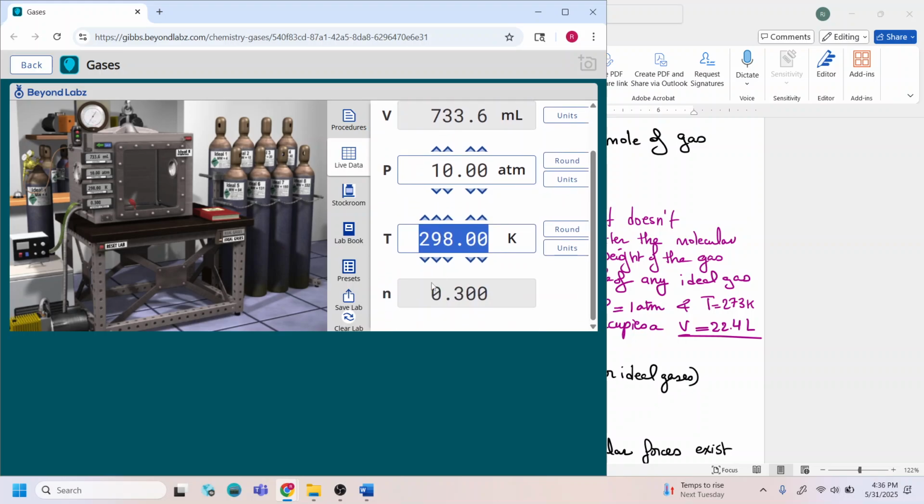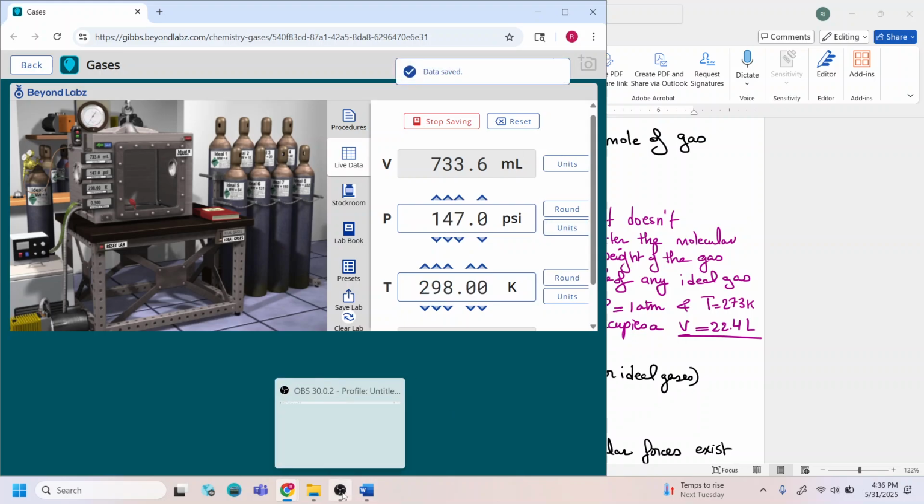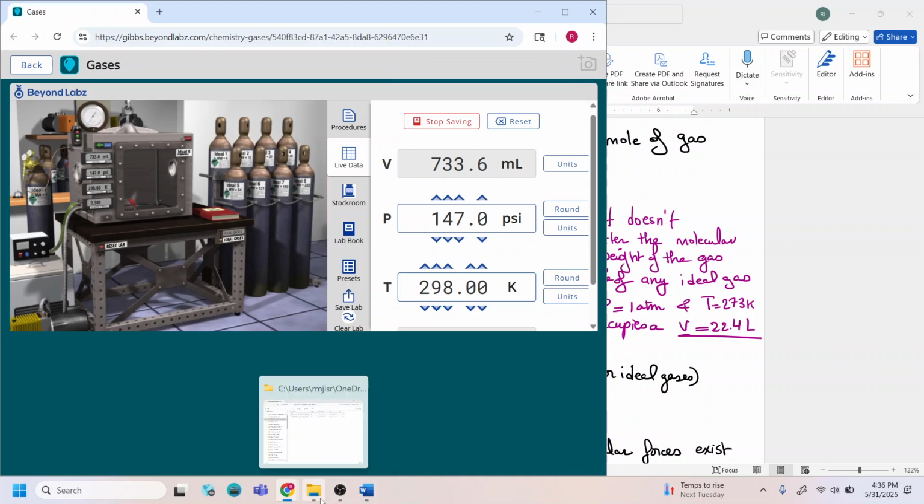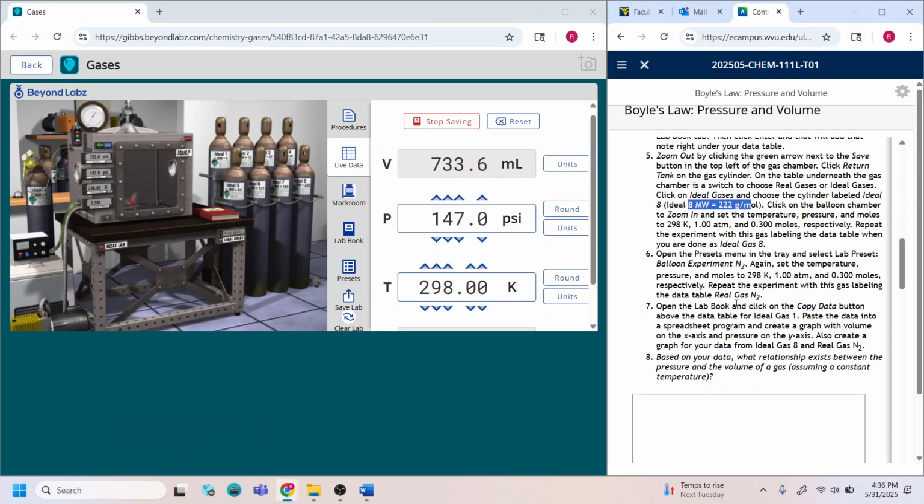But the problem with this one is that the oven is not big enough. So the maximum number of moles that you can fit into that is 0.5 moles, which is around 11 liters at a pressure of 1 atmosphere. So if you multiply this, it will be almost 22.4 liters. So anyways, this is how you go ahead and work the first part of the experiment. So let's see over here if we missed anything.